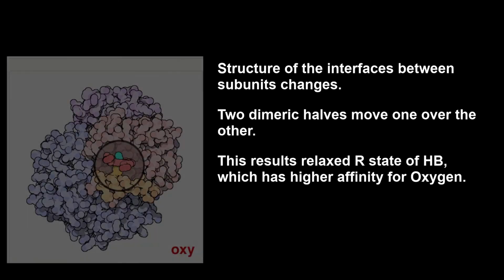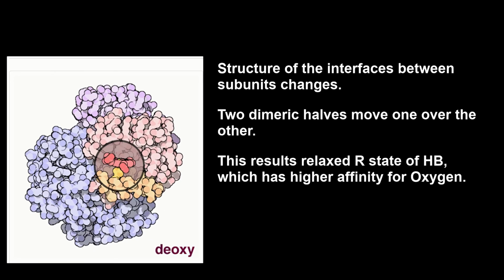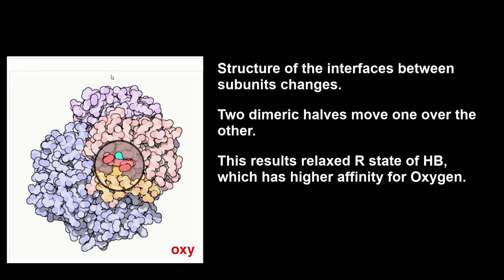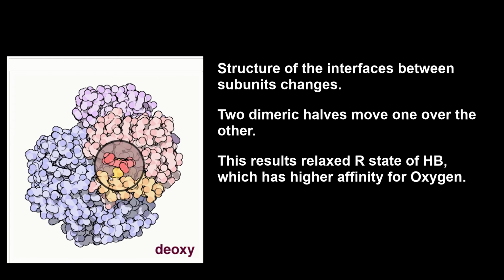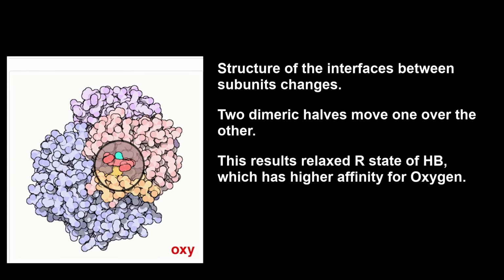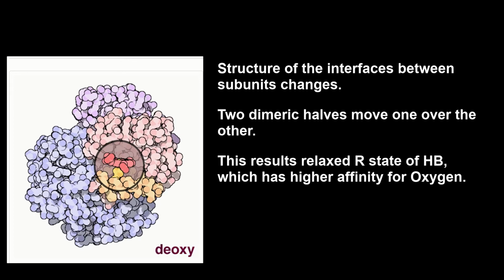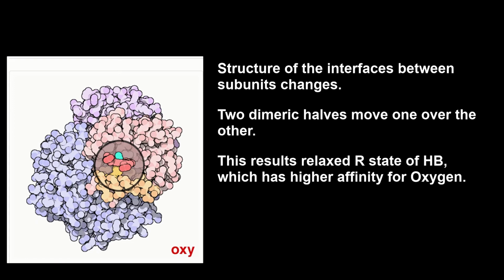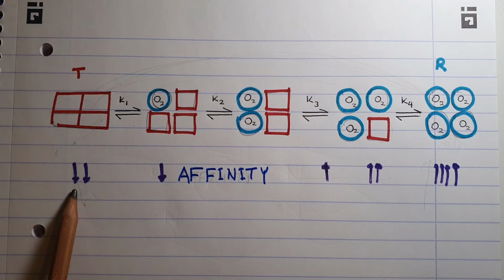With that, the structure of the interfaces between the four subunits changes. When oxygen binds with one subunit, the two dimeric halves move 15 degrees one over the other. This results in the relaxed or R state of the hemoglobin, where the subsequent binding of oxygen to the other subunits will be relatively easy. Therefore, the affinity of hemoglobin to oxygen increases. T state is the unbound state where affinity is low.